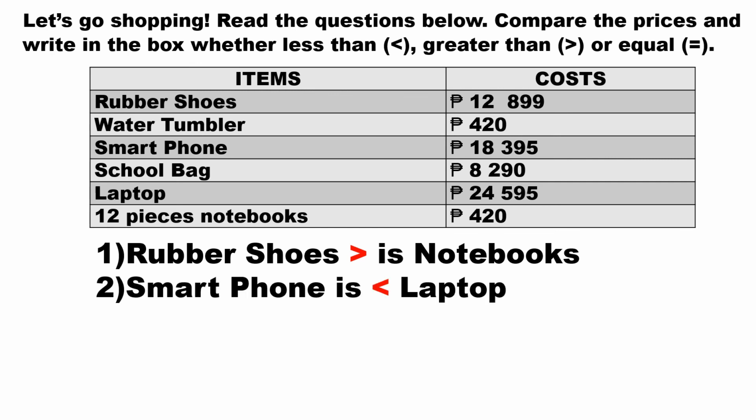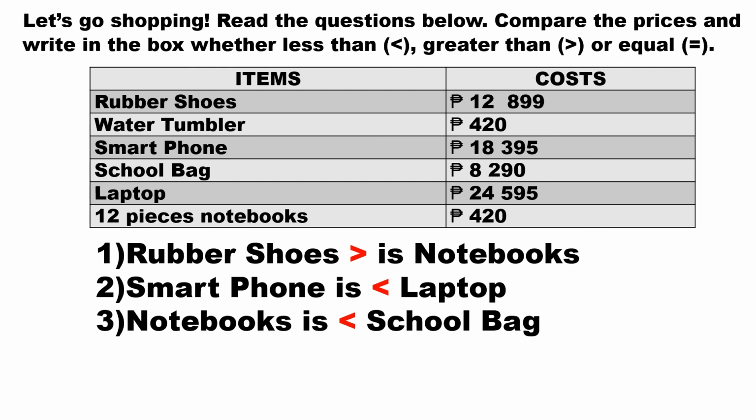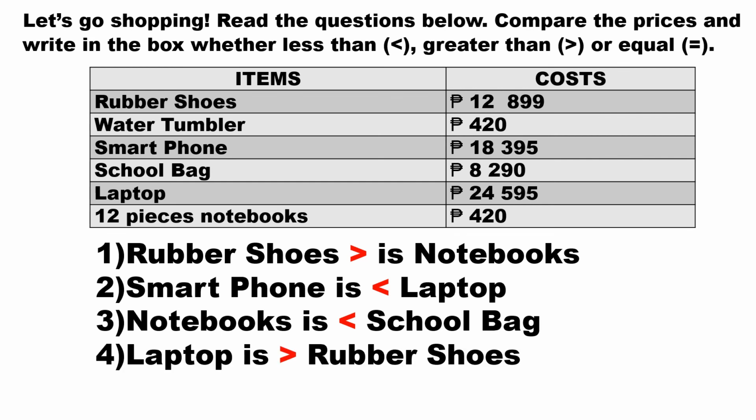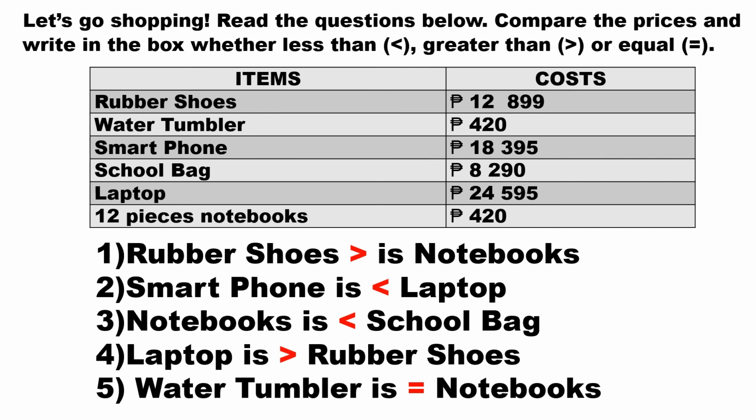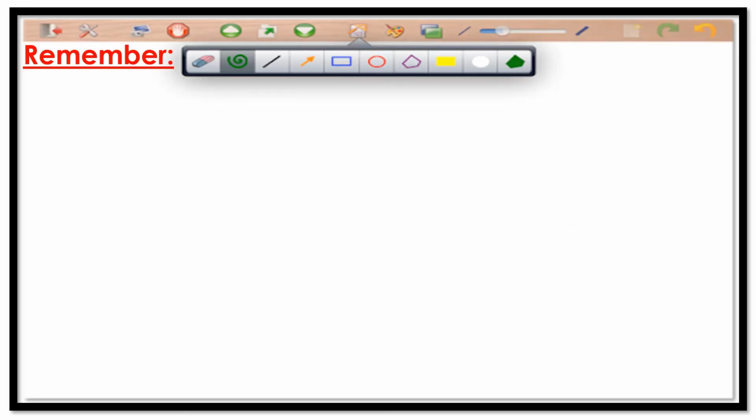Number 2, smartphone is less than laptop because smartphone is only 18,395. Your laptop is 24,595. So, less than. Number 3, notebooks is less than your school bag. So, your school bag is 8,290 and your notebooks is only 420. Number 4, laptop is greater than your rubber shoes. Number 5, water tumbler is equal with your notebook. Equal kasi pareho silang 420.